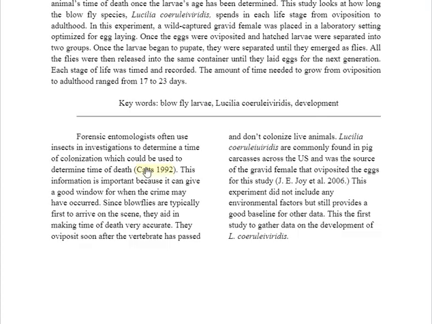Okay. Again, Cats 1992. Yep. And that's a really popular one, but there are much newer ones that are better for that. Let's see. Yeah, Joy et al. 2006. That's a pretty good one. Try to get something from this decade.